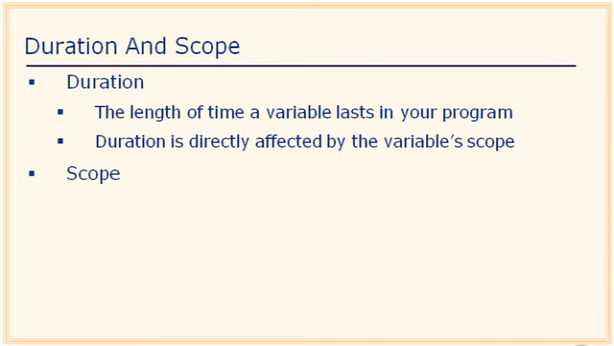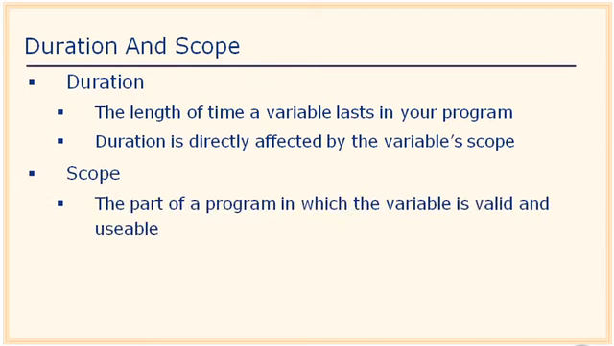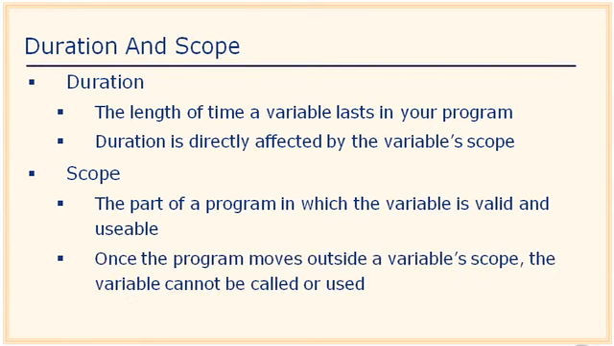All right, so now let's talk about scope. Scope is closely related to duration, but scope is the actual part of a program in which the variable is valid and usable. In other words, let's say I've got a program of 200 lines. Well, how many of those lines will a variable that I create actually work in? I'll give you a diagram in part 2 of this video a little bit later on. But for now, just understand that scope is the part of a program that the variable actually functions in.